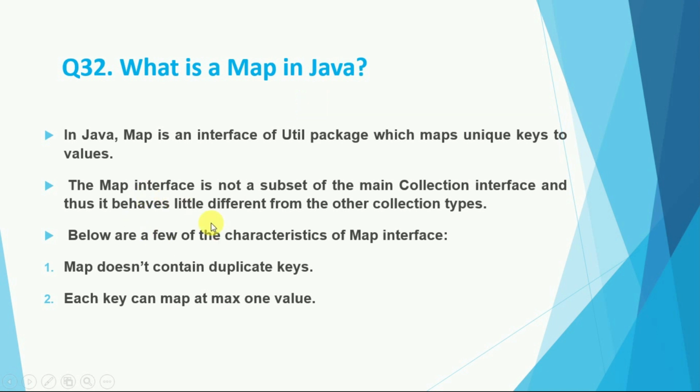The map interface is not a subset of the main collection interface. We have a large collection interface in Java, but the map interface is not a subset of any main collection interface, and it behaves a little differently from the other collection types because it has a key and value pair combination. We have different characteristics of the map interface. A map does not contain any duplicate keys, and each key can map to at most one value.